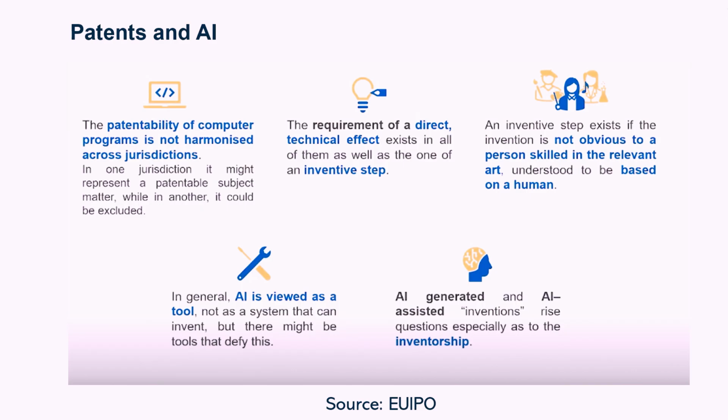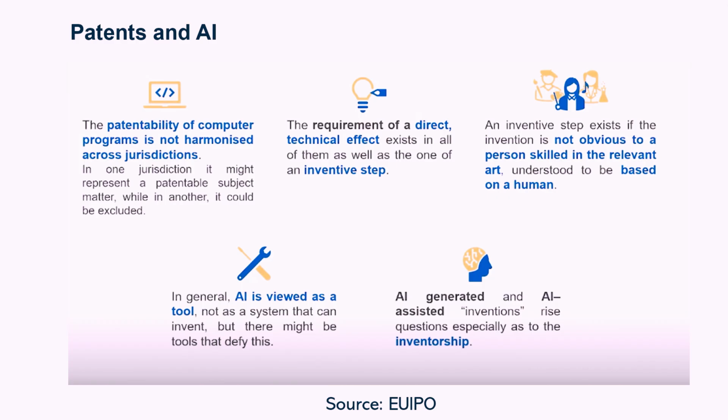Even in the case of patents, computer programs are patentable in some places and not in others. Countries like the US grant software patents on computer programs, but in our country, computer programs are copyrightable, not patentable. But patentability of a computer program is not harmonized across jurisdictions. It varies from jurisdiction to jurisdiction. In one jurisdiction it might represent a patentable subject matter, while in another it could be excluded.